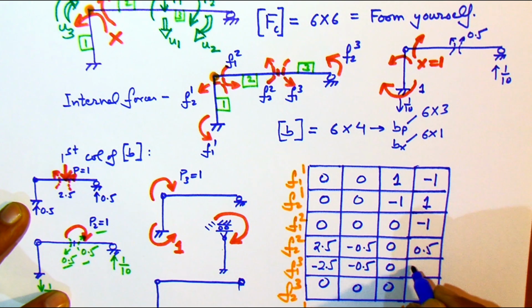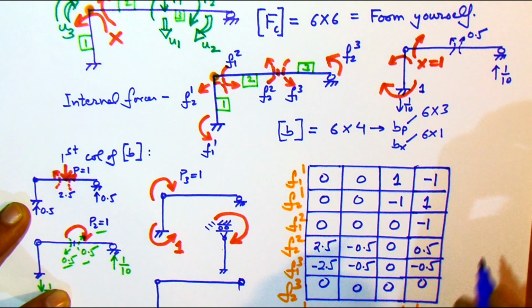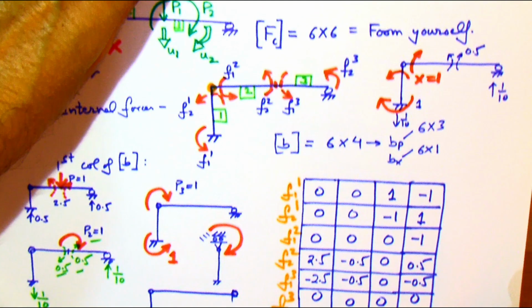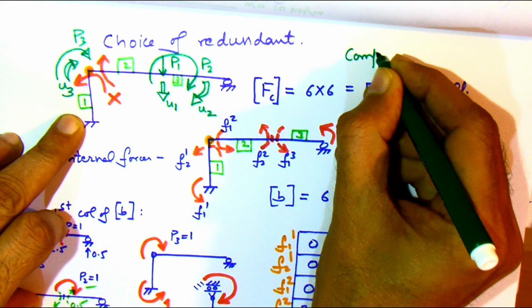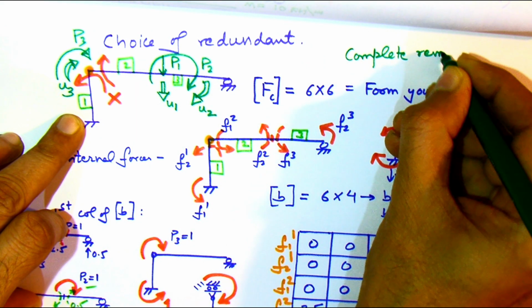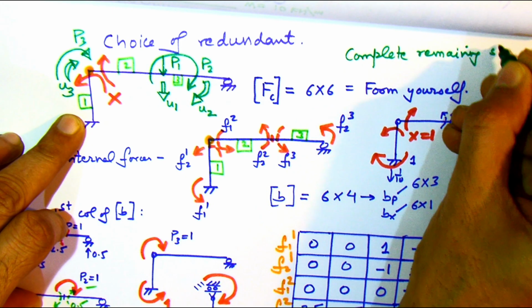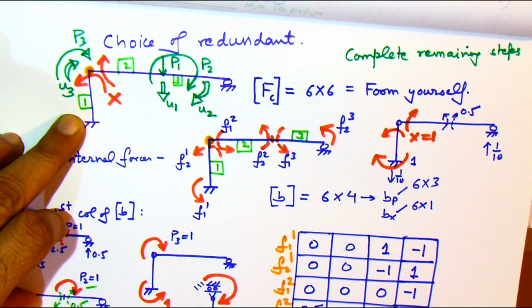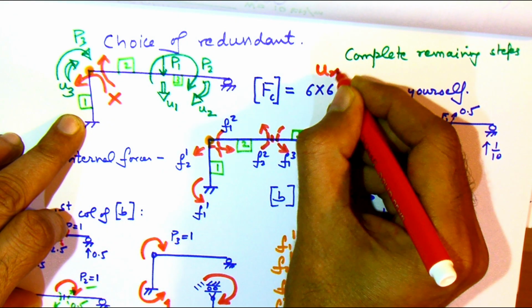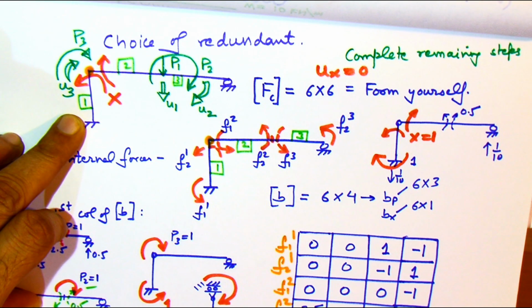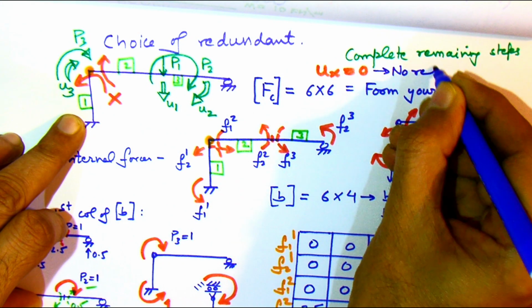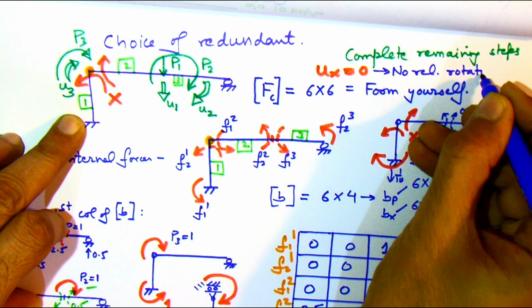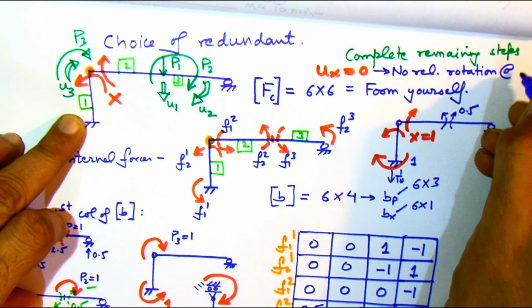Now here, what is the compatibility condition? The compatibility condition is that the relative rotation ux, which represents the relative rotation between the two members at the joint, will be 0 because the joint is a rigid joint. So this is our compatibility condition, and once we use this condition ux equal to 0, we can find x, and after x we can find the remaining unknowns like the displacements and the internal forces.